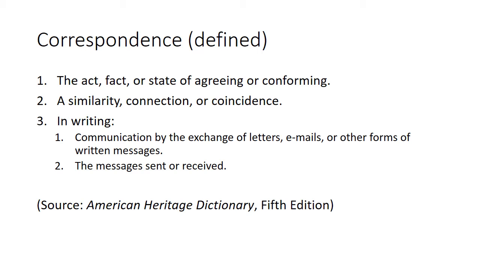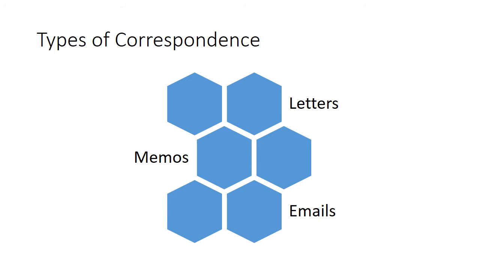But correspondence involves a kind of agreement, and the genres of correspondence, in this case letters, memos, and emails, have certain similarities or agreements among themselves. So we say that there are three types of correspondence: letters, memos, and emails, but each one of those can have both a physical and a digital form, even emails.